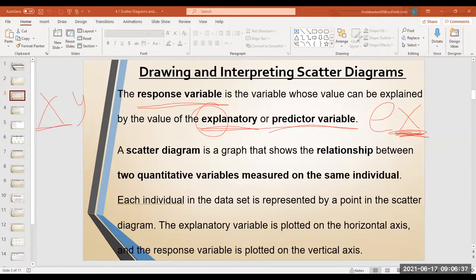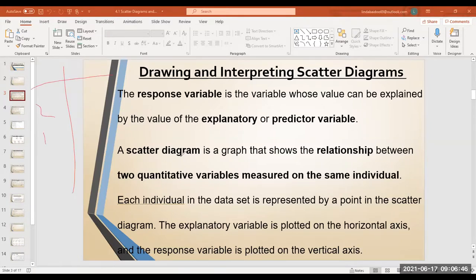So if we have our x and y, assuming we have our response and we have explanatory, we can draw what we call a scatter diagram. So sometimes you'll be given those values, you have your x and then you have the y, and then you'll be asked to draw a scatter diagram, just like the name implies. A scatter diagram is a graph that shows the relationship between two quantitative variables. Because we are dealing with numbers, x and y values, we are dealing with quantitative. So it is the relationship between quantitative variables measured on the same individual.